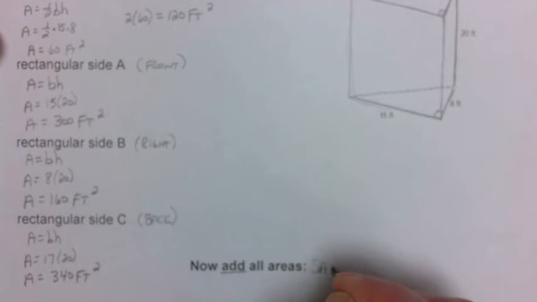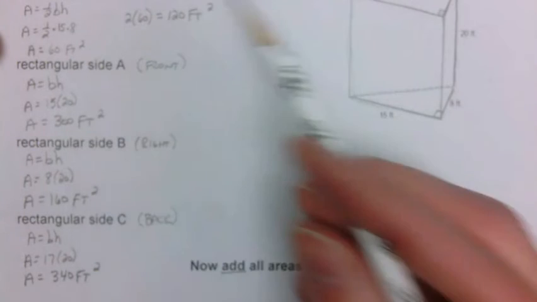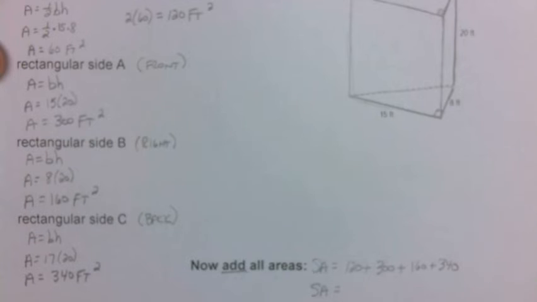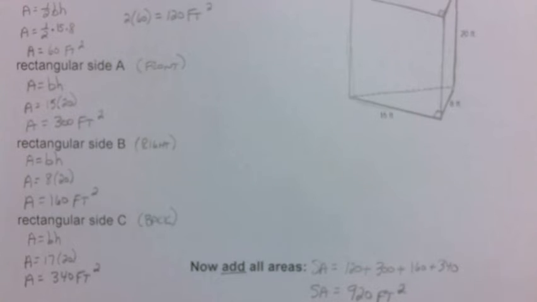So surface area equals the 2 triangles, which was 120, plus my 3 rectangles, 300, plus 160, plus 340. And so if I add all those numbers together, I'm going to get a total surface area of 920 square feet. So once again, if I wanted to think about painting the outside of this triangular prism, I would need paint that could cover 920 square feet.